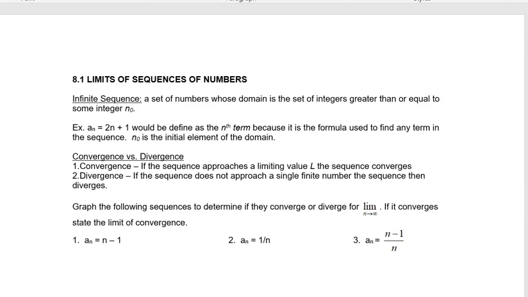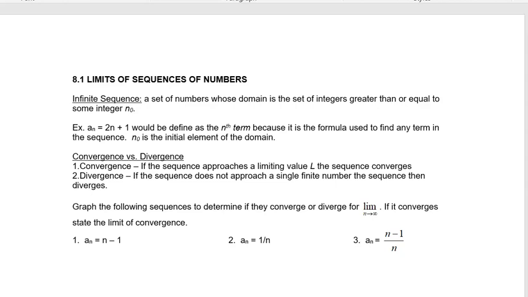So this final chapter gets into sequences and series, the final topic. At the top, you're going to see the word sequence, and what we're looking for is the limits of sequences and numbers. What this ultimately gets into is the infinite limit. So as x goes to infinity, what does our sequence of numbers approach?